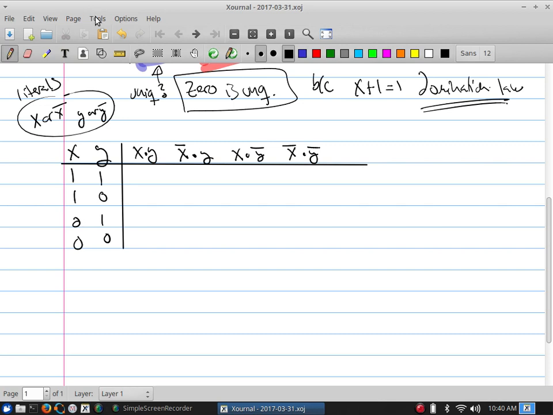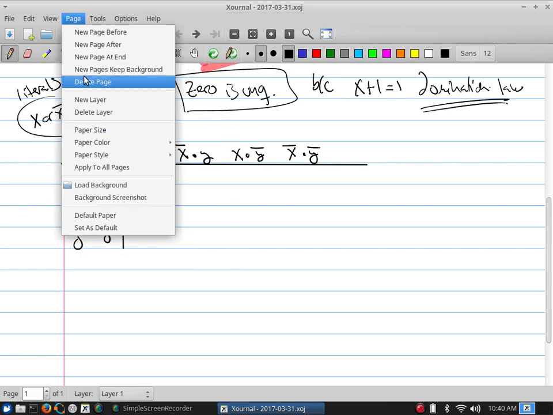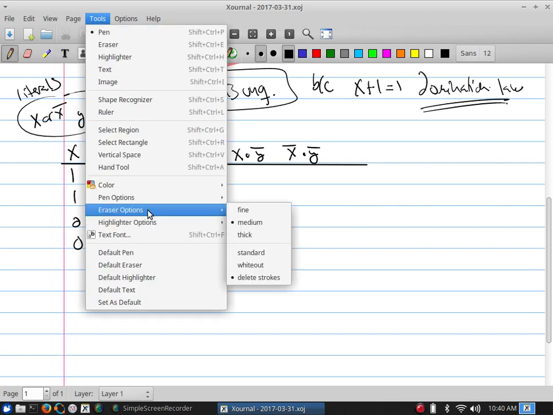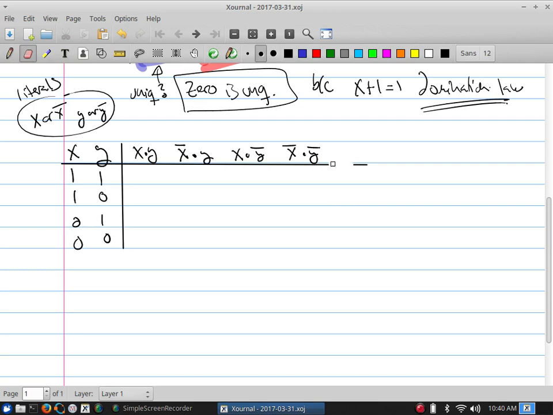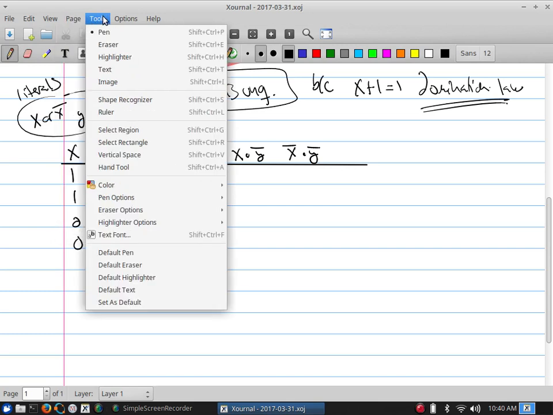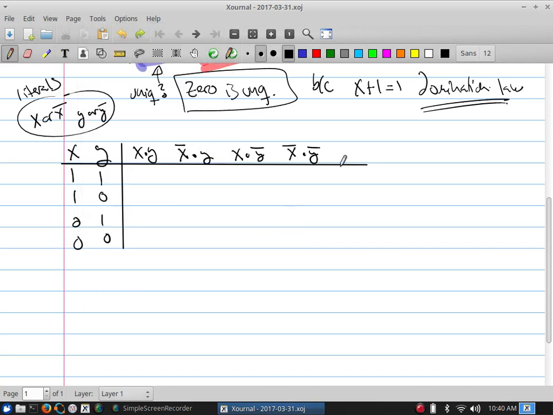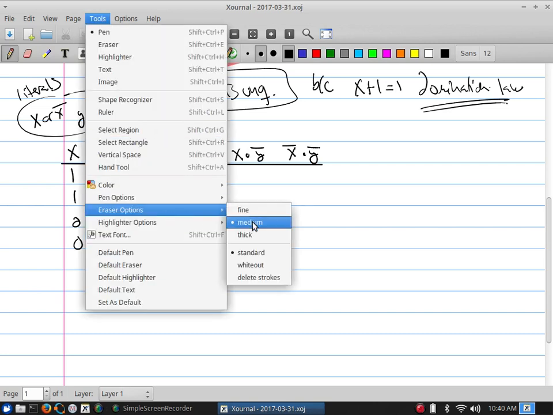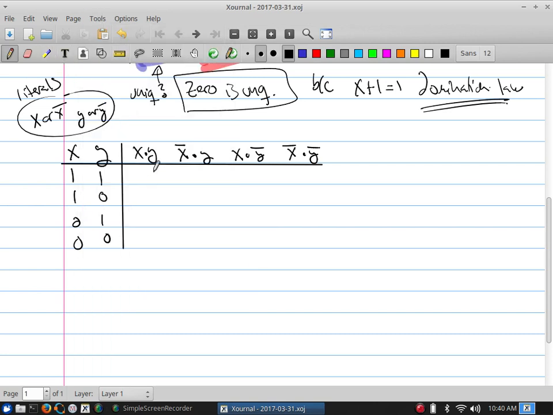All right, so we have all those complements. Oops, didn't mean to do that. I didn't want white out. I want standard. There we go. Because otherwise it would have knocked out everything if I did a delete stroke. All right, so get these. All right.